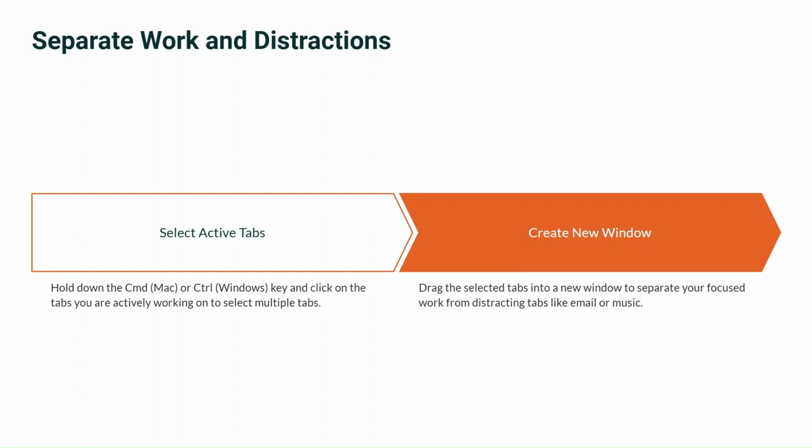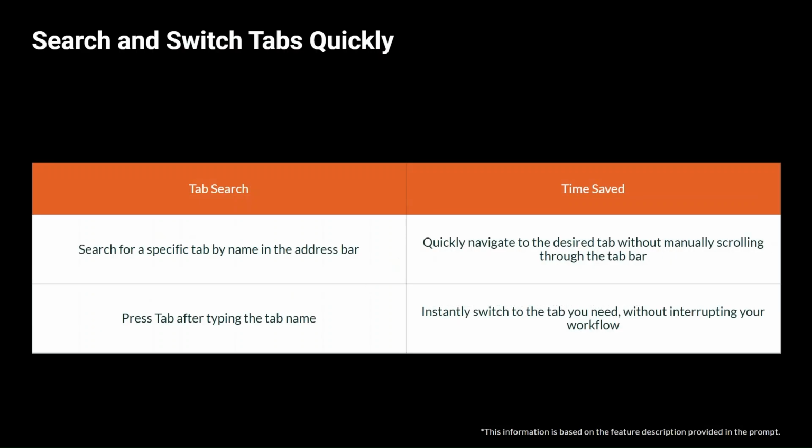Search and switch tabs quickly. Need a specific tab? Type its name in the address bar, press Tab, and select Switch to this tab. This saves time when juggling multiple tabs.